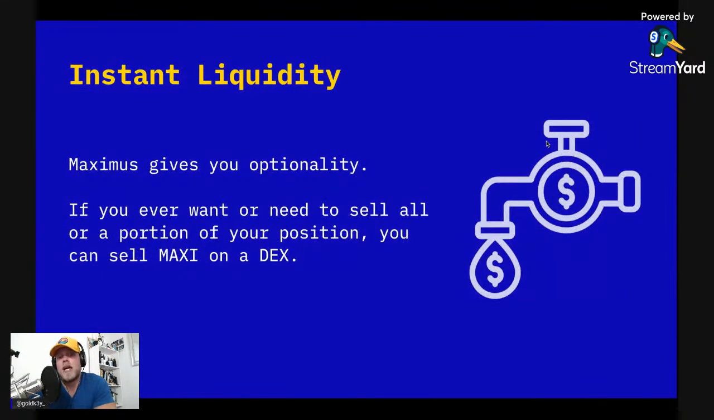Instant liquidity. Maximus gives you optionality. If you want or need to sell all or a portion of your position, you can sell Maxi on a decentralized exchange. Excuse me.